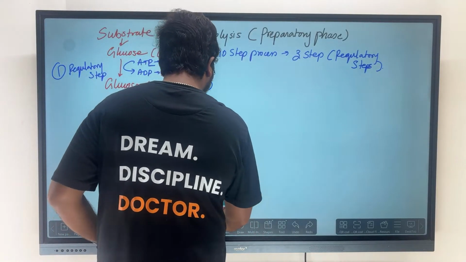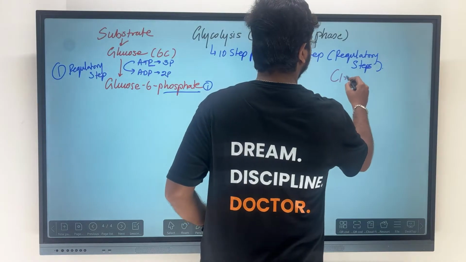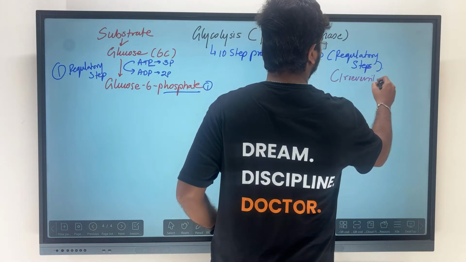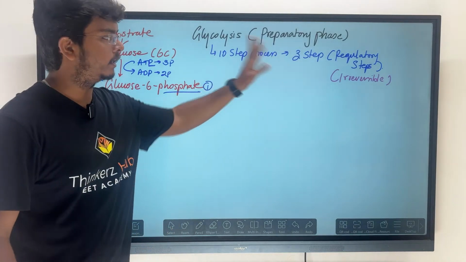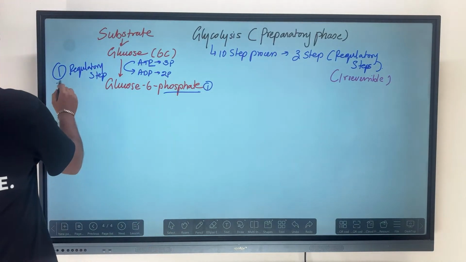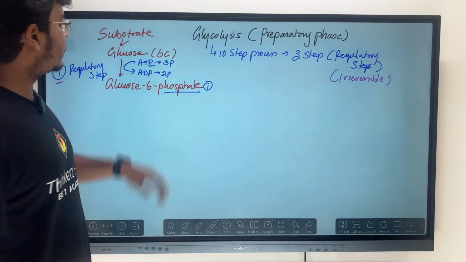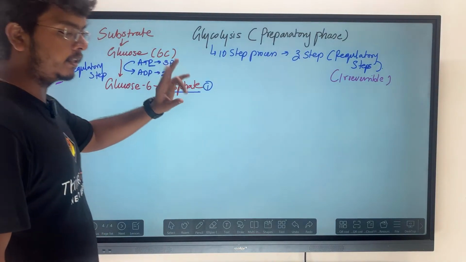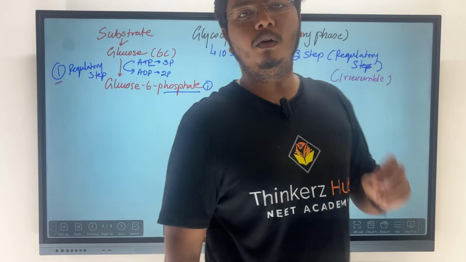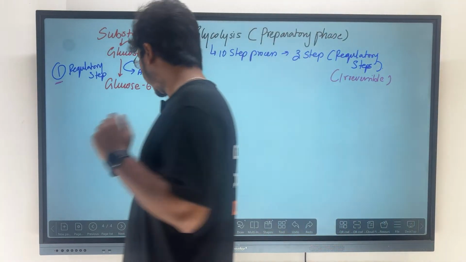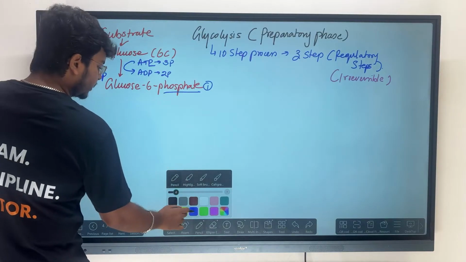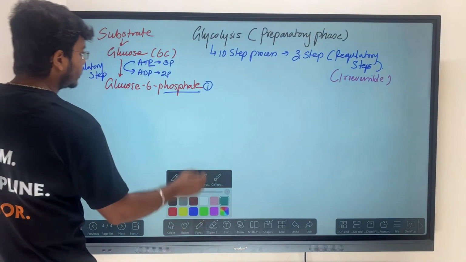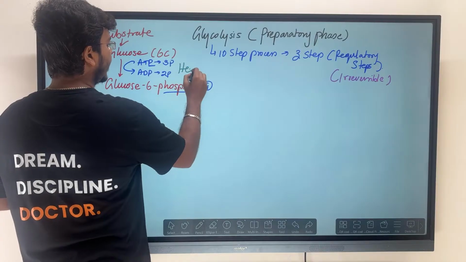Remember, regulatory steps are irreversible. So how many irreversible steps are there in glycolysis? It is 3 steps. So which is the one? The first step is a regulatory step, which means it is irreversible. What is that step? Glucose gets converted into glucose 6 phosphate. Clear, right?